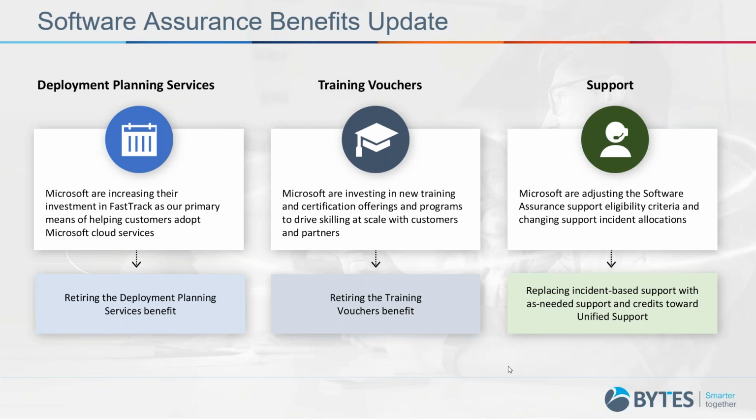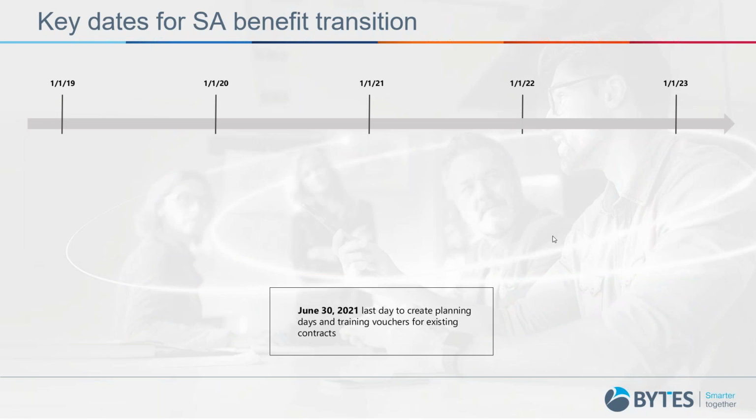So Microsoft are retiring deployment planning services days and training services, and they're also changing the way the SA support benefit works, where you previously had a certain number of support instances based on the SA you purchased. You now have unlimited support with a minimum of $250,000 of SA spend. So on the next slide, you can see an overview of the dates of the changes.